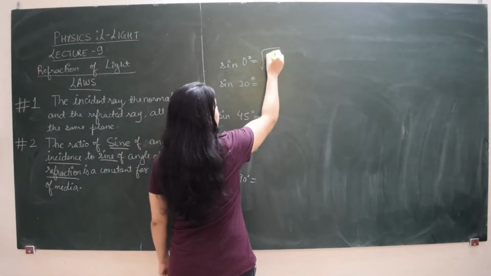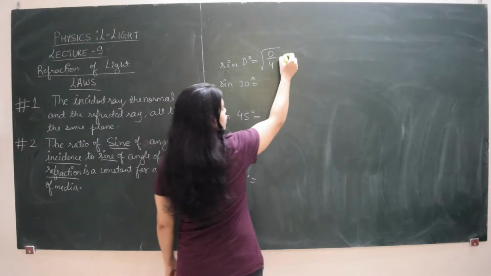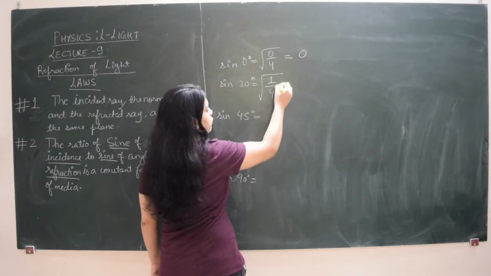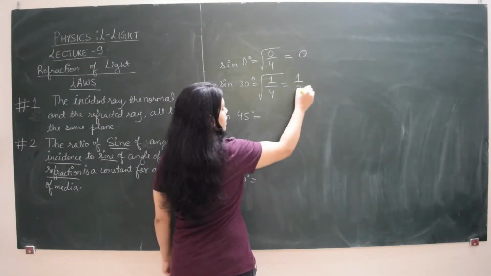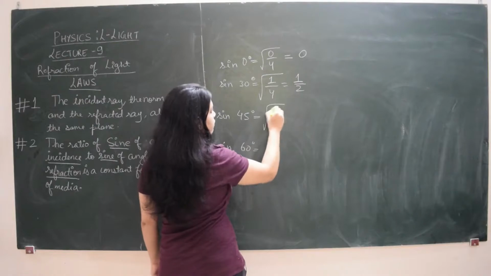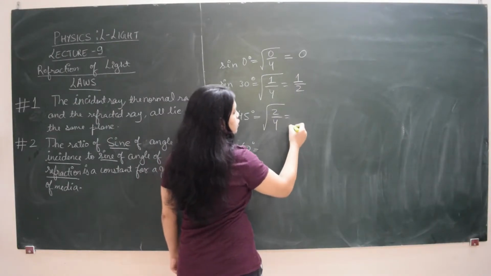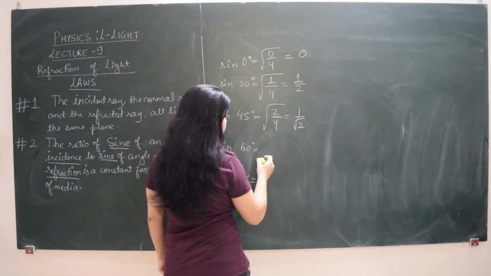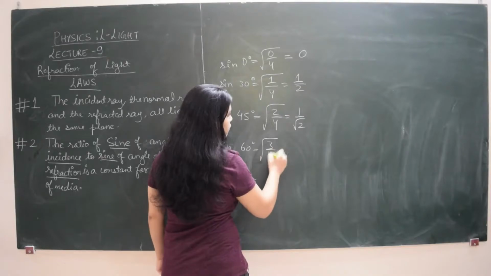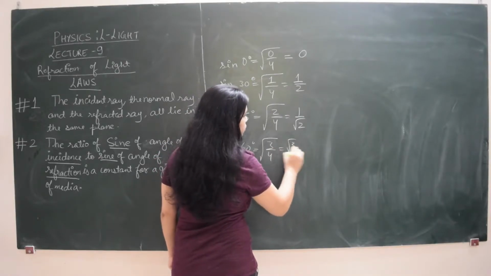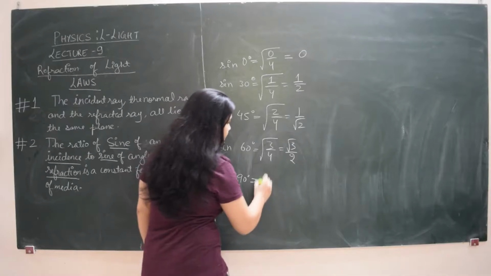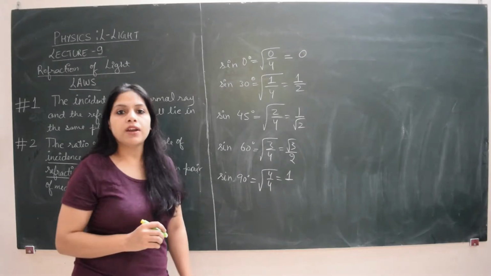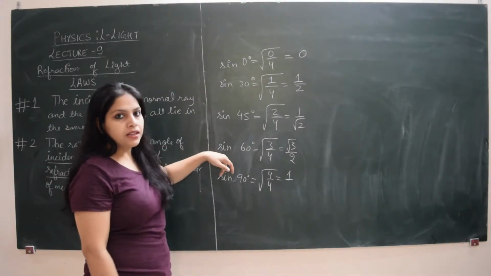So sine 0 we can obtain by this fraction, under root of 0 by 4, which will be 0. Then sine 30 is root of 1 by 4, which comes out to be 1 by 2. Then sine 45 is root of 2 by 4, which after solving will be 1 upon root 2. Sine 60 is root of 3 by 4, which comes out to be root 3 by 2. And sine 90, which is under root of 4 by 4, comes out to be 1. So these are the 5 standard angles which you have to remember.